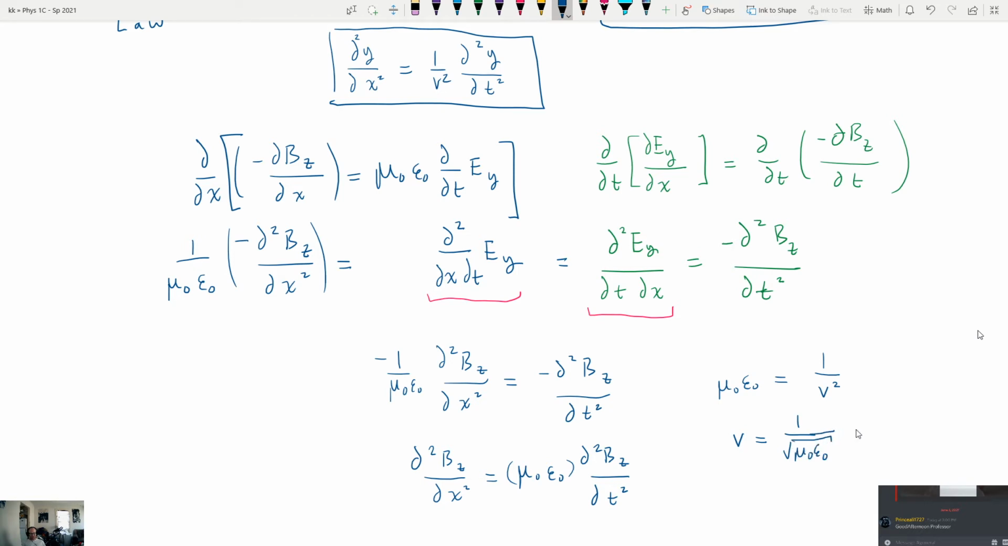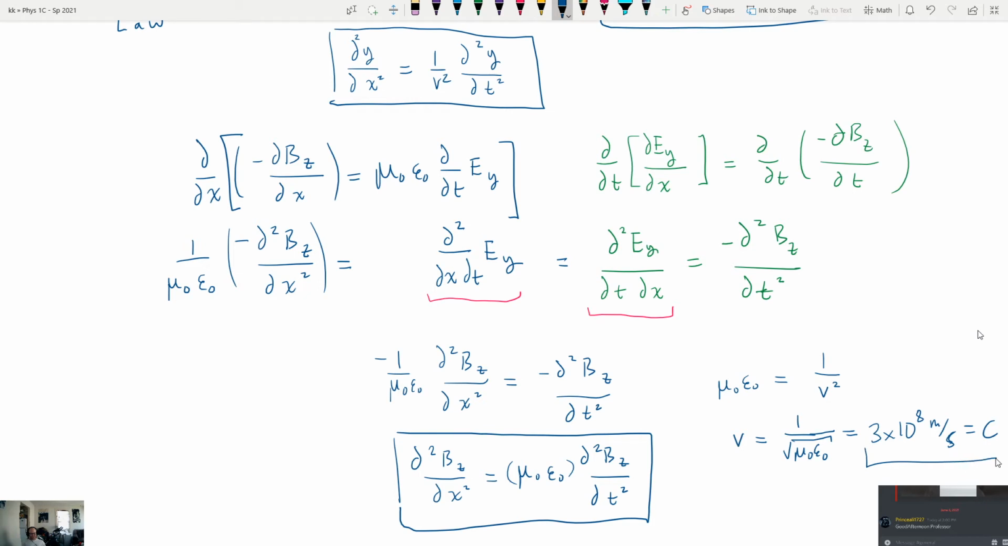And if you plug in the values of mu naught and epsilon naught into this equation, I think we did this at one point in this class, what you're going to get as your answer is about 3 times 10 to the 8 meters per second, which is also known as the speed of light. And presumably, at some point, Maxwell did this calculation and realized that this means that light basically has to be an electromagnetic wave.